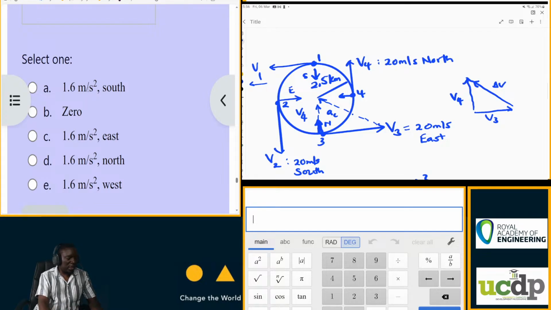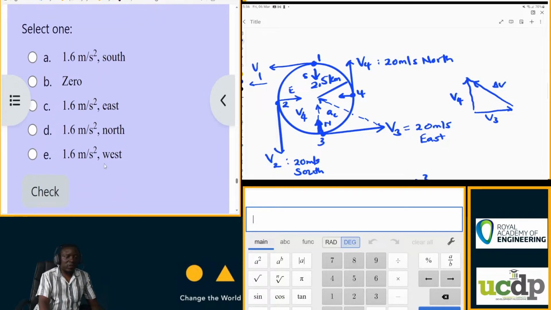The acceleration pointing south will be when it is at the top of the circle. East will be when it's at point number 2, which is the tangent to the leftmost part of the circle. And north will be when it's at position 3 at the bottom, or west, which is the position to the right, position 4. So the actual position is this position, position 4.